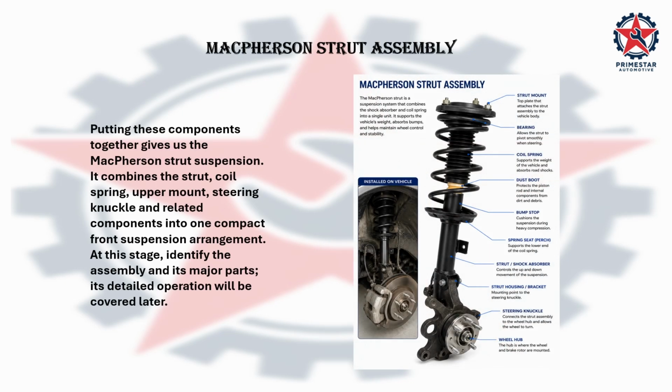Putting these components together gives us the MacPherson strut suspension. It combines the strut, coil spring, upper mount, steering knuckle, and related components into one compact front suspension arrangement. At this stage, identify the assembly and its major parts. Its detailed operation will be covered later in our future lessons.